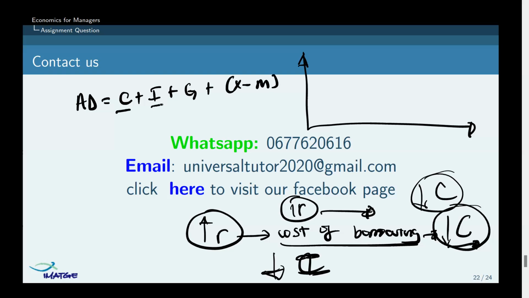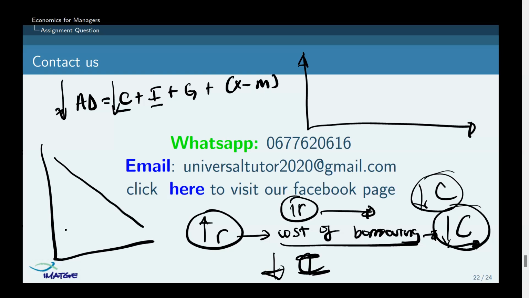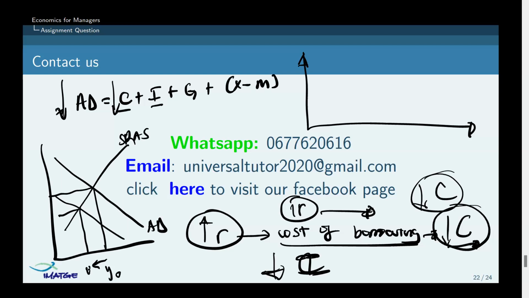So when consumption and investment are falling, it means aggregate demand is also falling. Therefore, you can come up with something like, for example, this is your aggregate supply, but it's short run, right? This is your aggregate demand. And if aggregate demand is falling, you know what is happening to the economy. From Y0 to Y1, P1, P0. Simple.